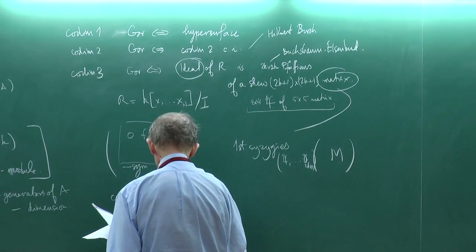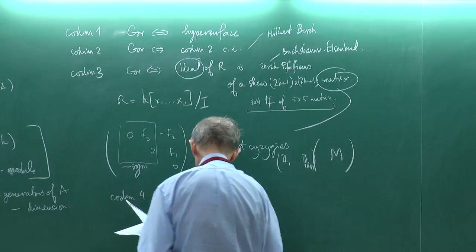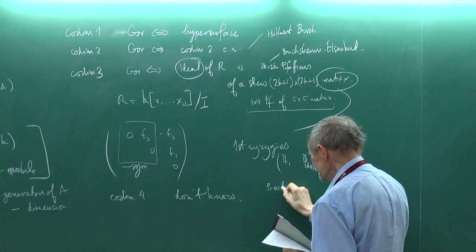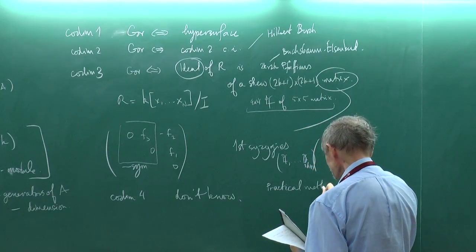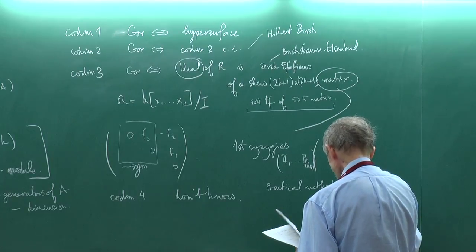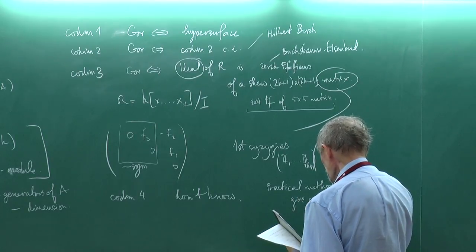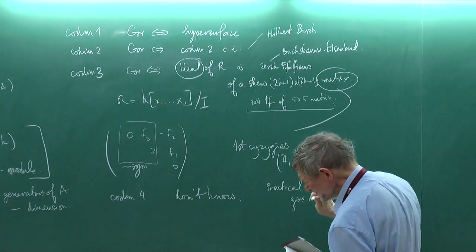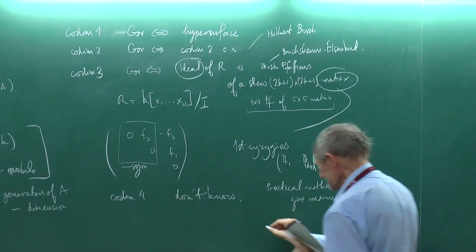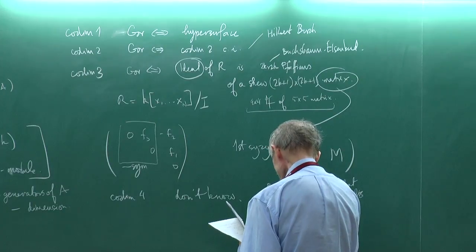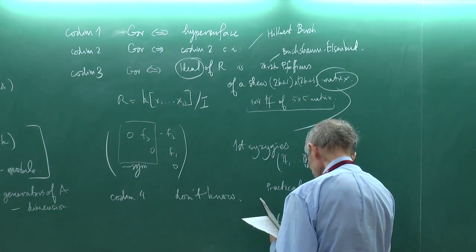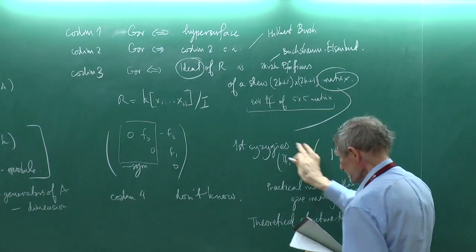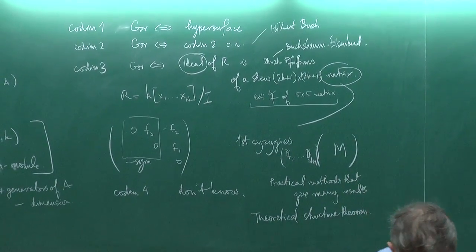we don't know. There are practical methods that give many results, but they definitely don't cover every variety. And there's a theoretical structure theorem that I don't really have time to go into, based on this principle that the first syzygies know more about the structure than the variety itself.